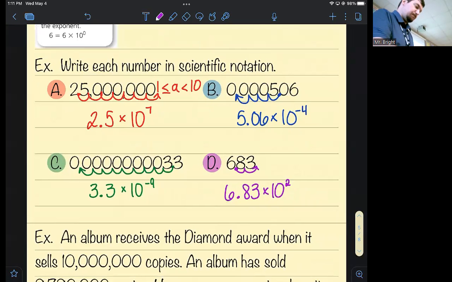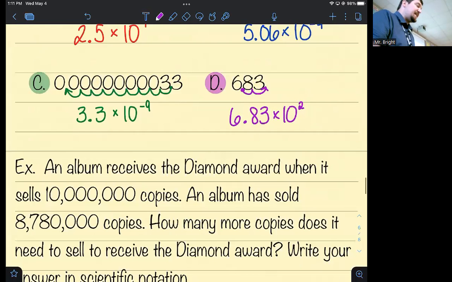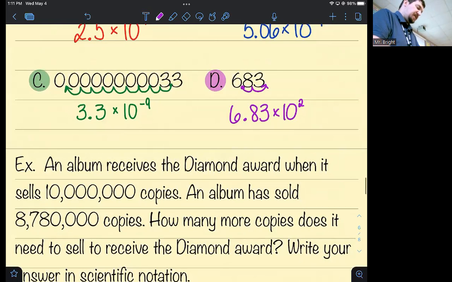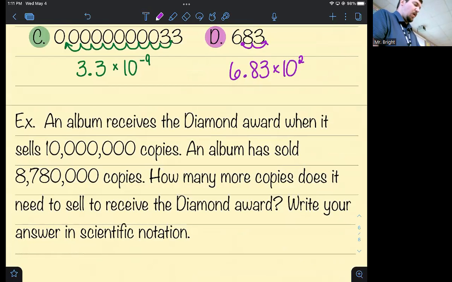Yes. Sure. An album receives the Diamond Award when it sells 10 million copies. An album has sold 8,780,000 copies. How many more copies does it need to sell to receive the Diamond Award? Write your answer in scientific notation. Well, how do I figure out how many more they'd have to sell? Christian? Subtract. Okay, subtract the 8,780,000 from 10 million. And how many does that leave left that we'd have to sell, Christian?